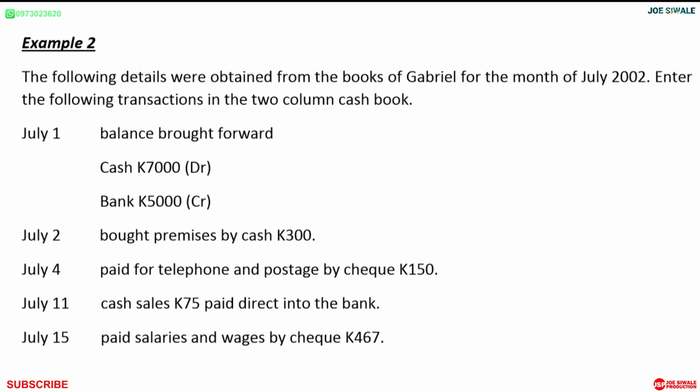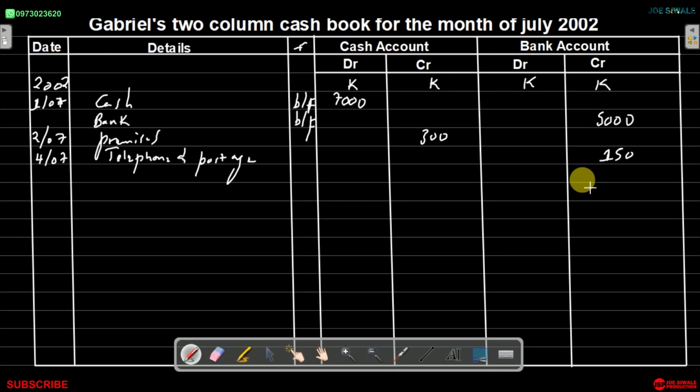So that means that money was coming into the business, and since we made cash sales and it was deposited into the bank, that means that we're going to debit the bank account. So we have 11th of July, and in our details we're going to say sales, and we're going to debit that amount to the bank account, which is 75.